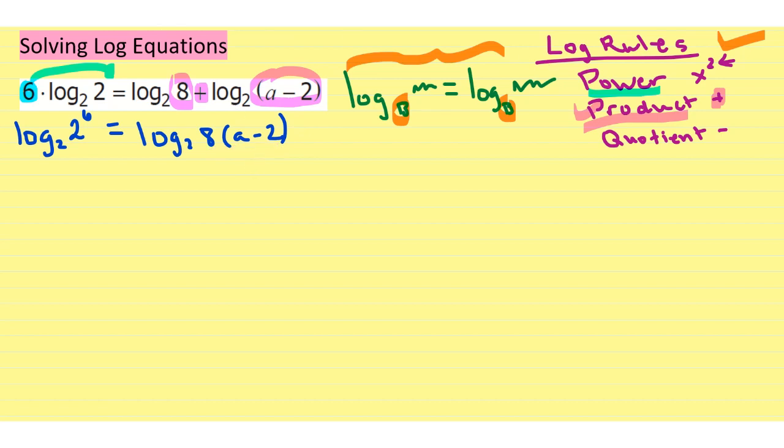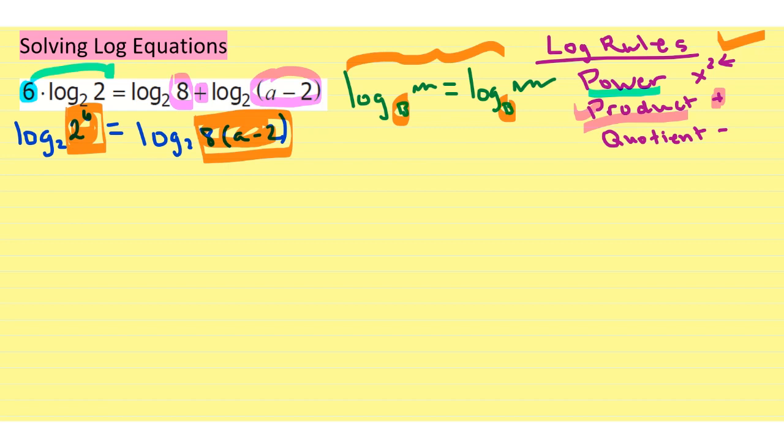At that point, we now have a log to the same base, log base 2 and log base 2. Do we have a log base 2 of something on both sides? These are the same. Therefore, now we can say that this is equal to this. That's what the rules allow us to do. So let's go ahead and do that. We can now set those arguments equal.